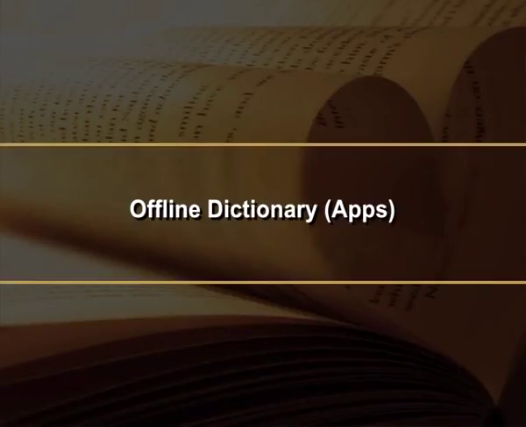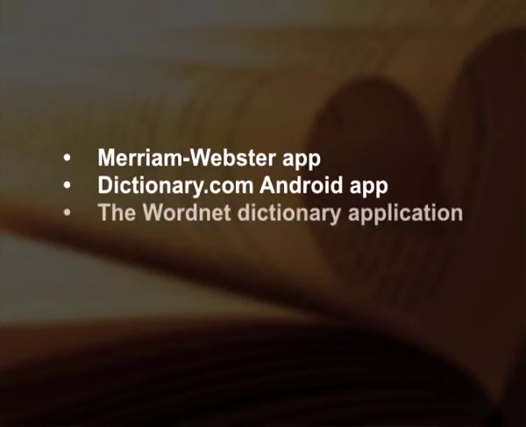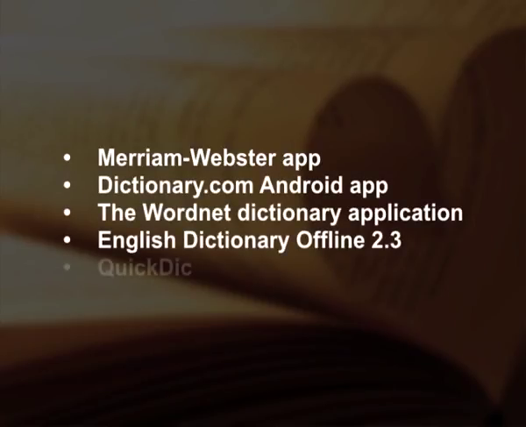Offline dictionary. Offline dictionary is an application of dictionary which can be installed on electronic devices like mobiles, tablets, laptops, etc. The offline dictionary has the advantage of being used without connecting to the internet. Some of the dictionary apps are Merriam-Webster app, Dictionary.com Android app, the WordNet Dictionary application, English Dictionary Offline 2.3, QuickDic.